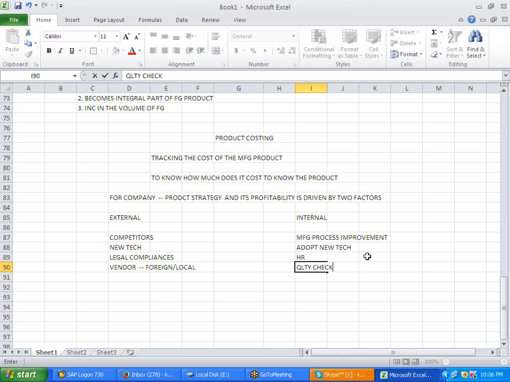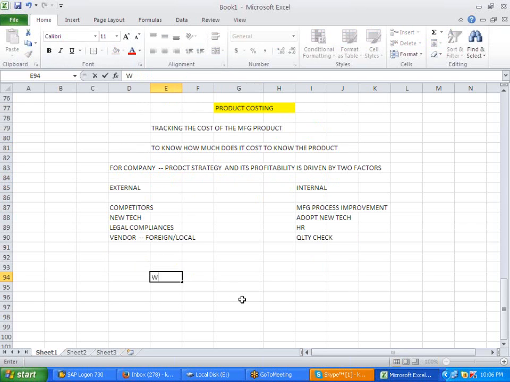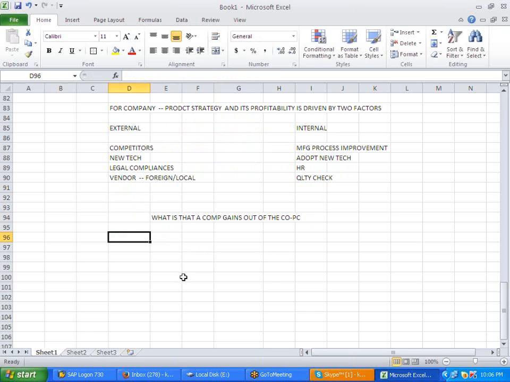Now, what do they gain out of this COPC? That's fine, we are trying to learn product costing. Everybody is very fond of product costing, but what does a company gain out of it? Product costing is COPC, as we call it, in controlling, product costing. Let's look from two perspectives: one from the financial accounting perspective, one from the managerial accounting perspective.